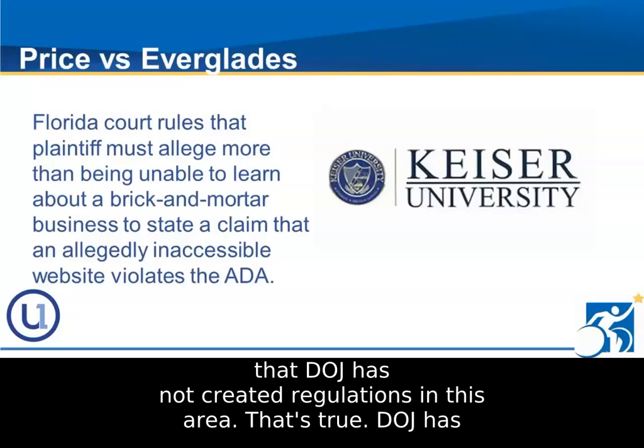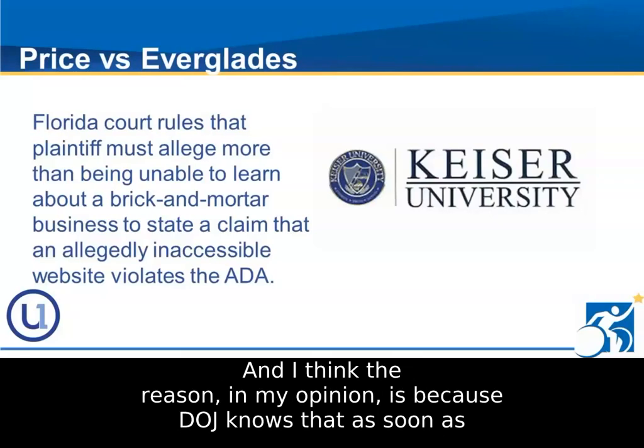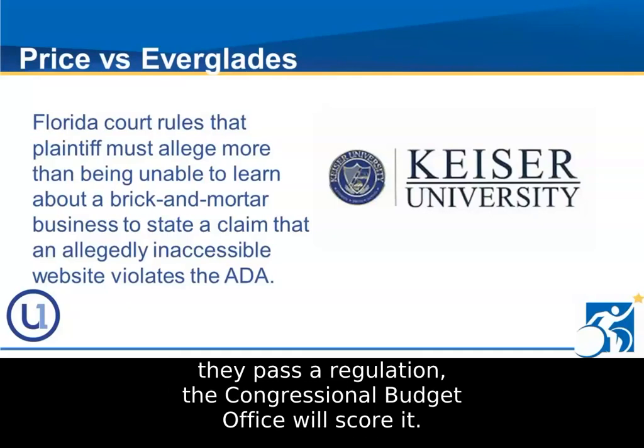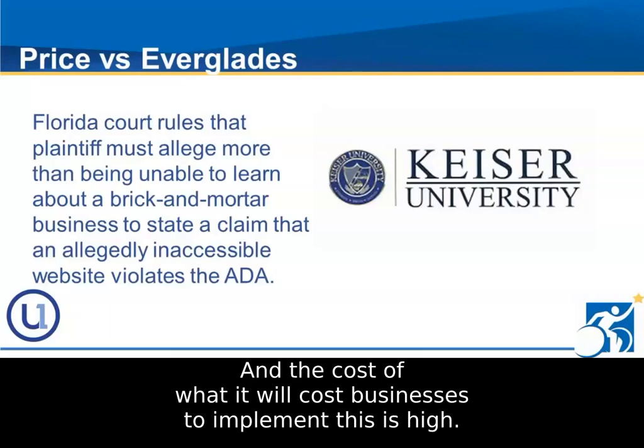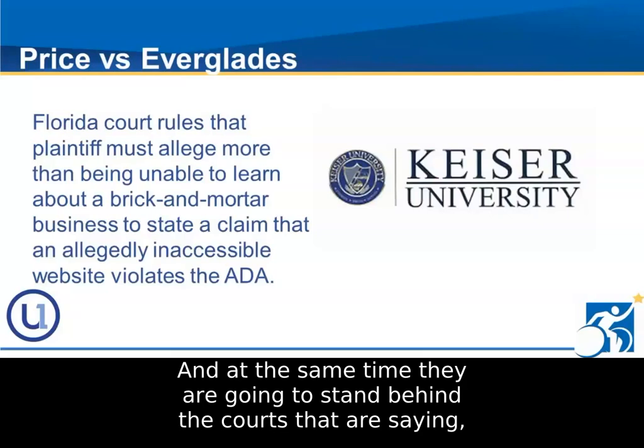People have also mentioned that DOJ has not created regulations in this area. That's true. DOJ has not created regulatory cover for people, which people have been asking for a while. And I think the reason, in my opinion, is because DOJ knows that as soon as they pass a regulation, the Congressional Budget Office will score it, and the cost of what it will cost businesses to implement this is high. And so they don't want to be the people responsible for putting a tax on business. And at the same time, they're going to stand behind the courts that are saying everybody must do this.